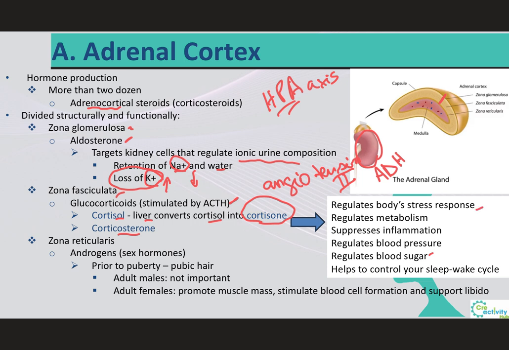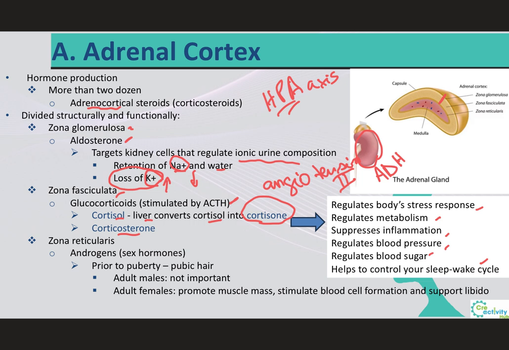They help to control the body's metabolism, and it also suppresses inflammation and regulates blood pressure, and even helps you to control your sleep-wake cycle. Let's take a closer look at the effects of cortisol in your body. With regards to regulating metabolism, cortisol will help to control how your body uses fat, proteins, and carbohydrates for energy.